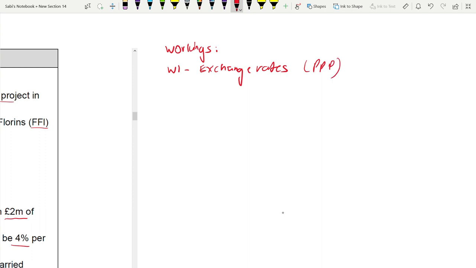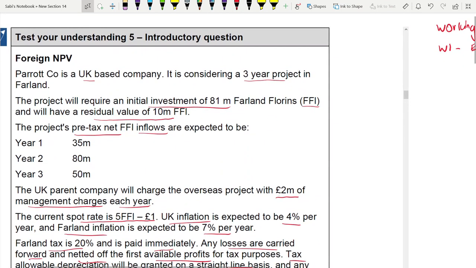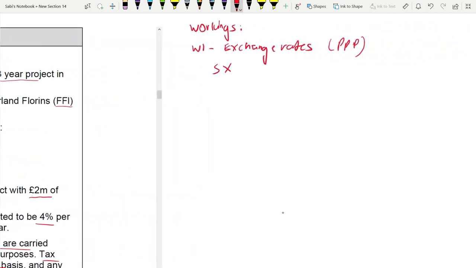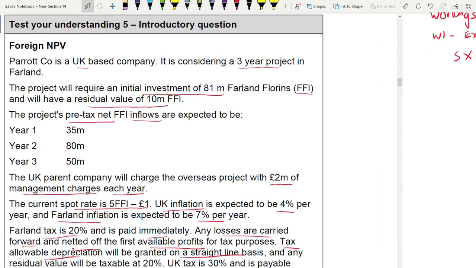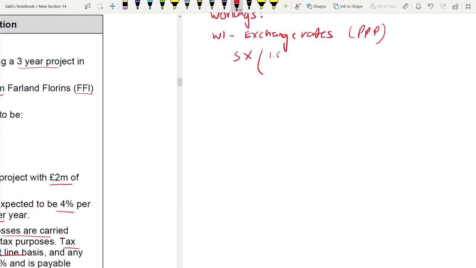You're using PPP, purchasing power parity, because inflation of the two countries has been given. So now you just need one spot and the two inflation rates. The spot is 5 FFI per 1 pound, so it's 5, into inflation of what country? FFI's inflation will come as the counter currency, that is 7%, and UK is the base currency which will come in the denominator. So 1.07 divided by 1.04. This is for year 1.